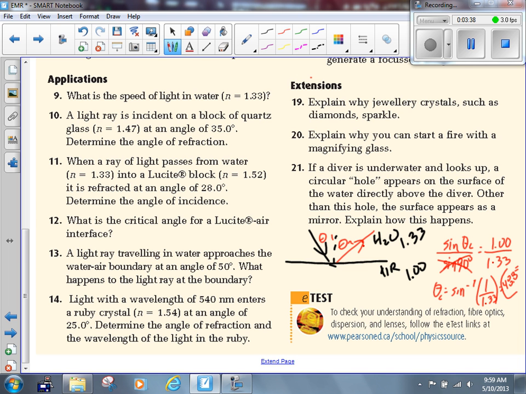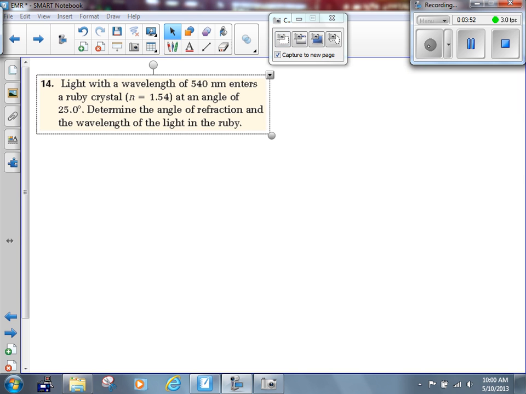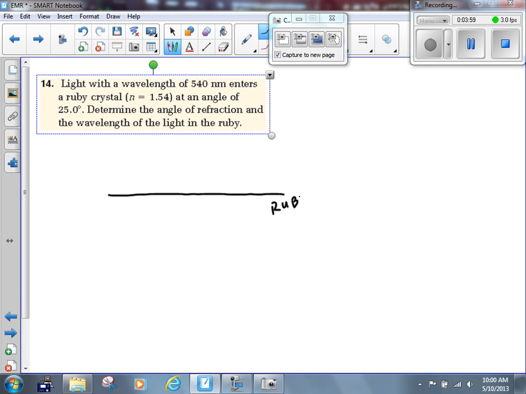All right, 14 says, light with a wavelength of 540 nanometers enters a ruby crystal with an index of refraction of 1.54 at an angle of 25 degrees. What's the angle of refraction and the wavelength of the light in the ruby? Let's draw it out. Okay, we're entering the ruby crystal, so we'll say this is ruby down here, and it has an index of refraction of 1.54. It's entering at an angle of 25 degrees, and that 25 degrees is always going to be measured from the normal line. We're going to call that theta 1.